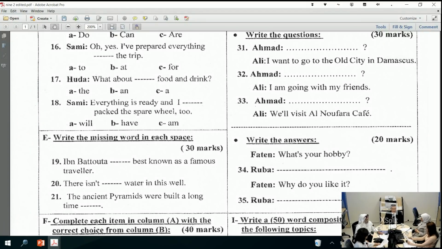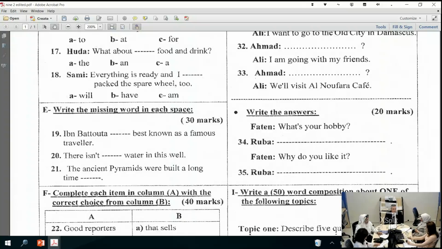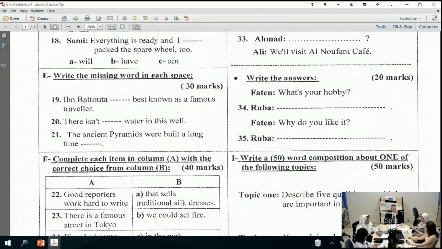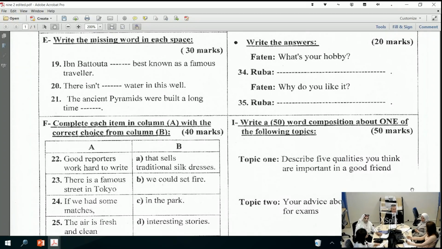Then Miss Hanadi: write the answers. Here we have a question. What's your hobby? Students here are free. What do you want to write? First of all, they have to make inversion between the noun and the verb to be, is. We change your into my. So my hobby is. Here we are free to complete the sentence. Maybe my hobby is playing football, playing tennis, playing the piano, etc.